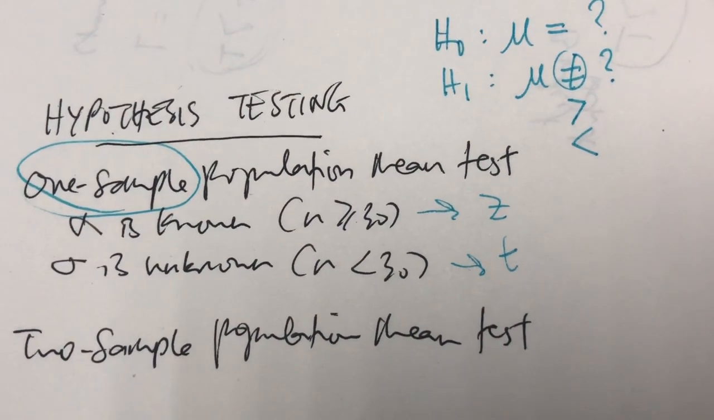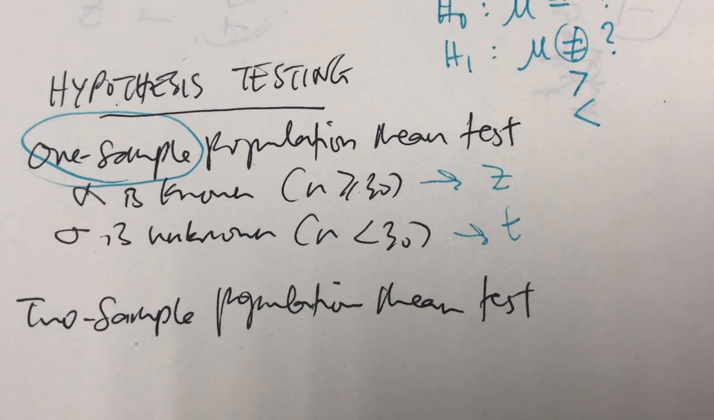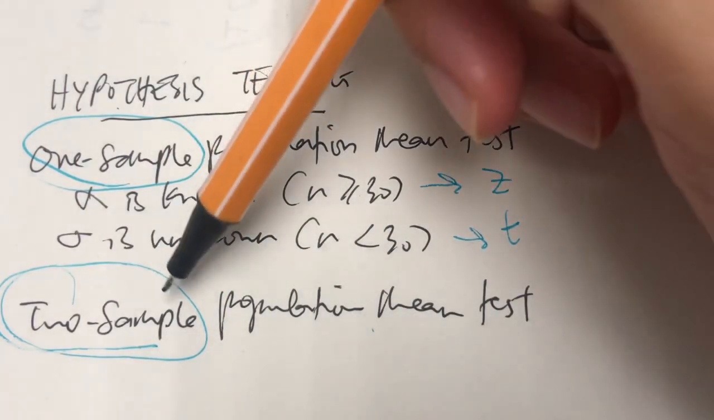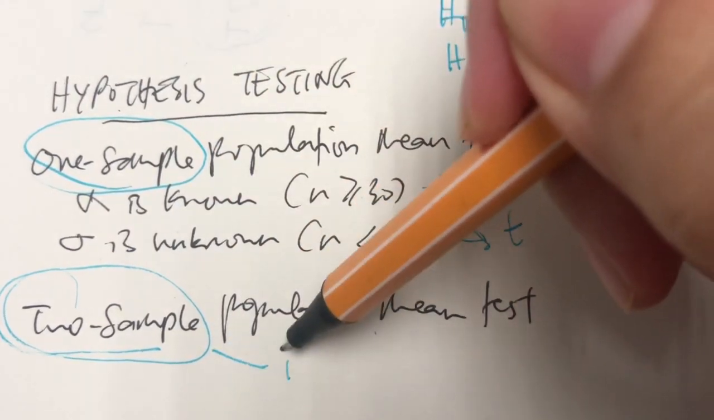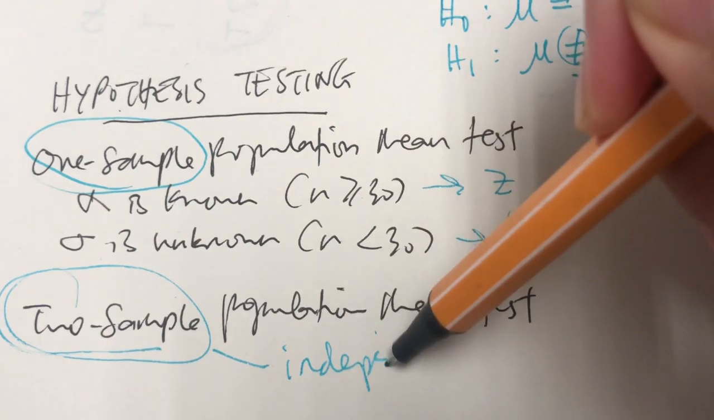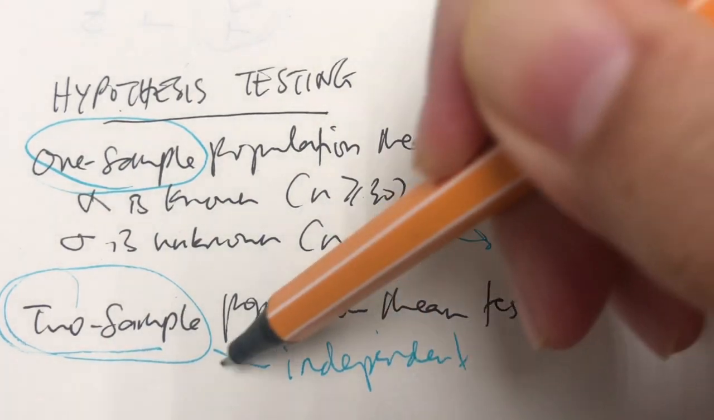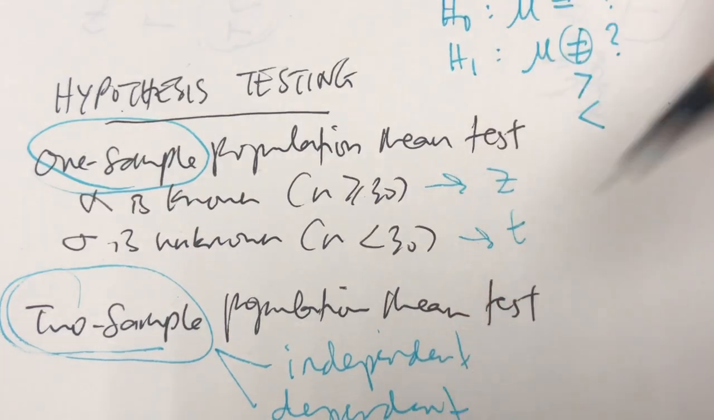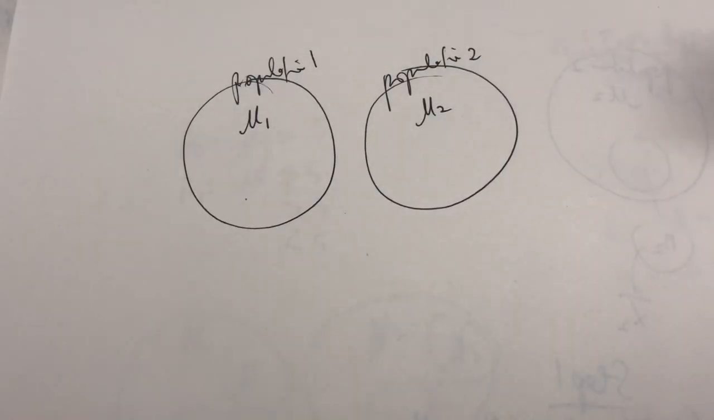So today we're going to continue our study on hypothesis testing by testing population mean, but for two samples. Now when we talk about two samples, it can either be independent from one another, or the two samples can be dependent on each other. Let's try to understand the basic purpose or objective of a two population means test.